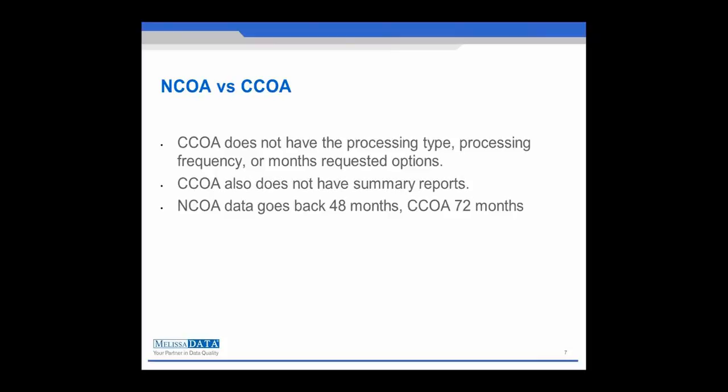So if someone moved in the last 36 months, you'd be able to update the address, but if they moved earlier than that, then you wouldn't be able to update it. CCOA data doesn't have the months requested option, but does go back 72 months instead of the 48 for NCOA. CCOA also, as I mentioned before, does not have the summary reports that NCOA does. And so that's kind of just a basic overview of the features of the service.